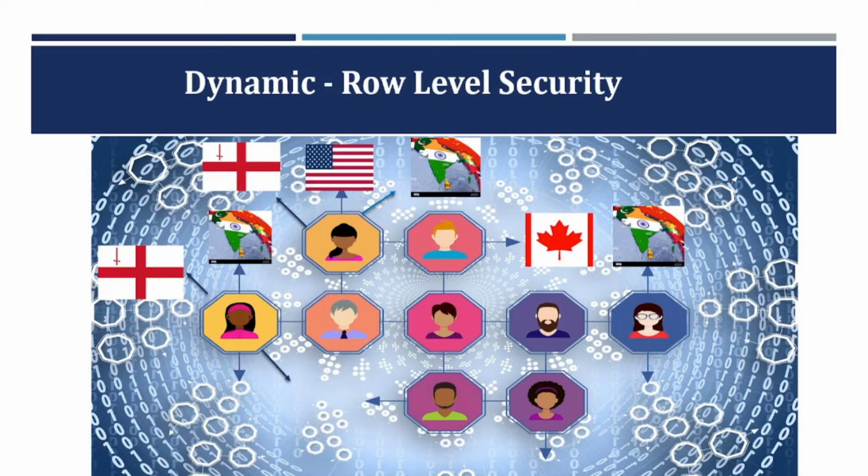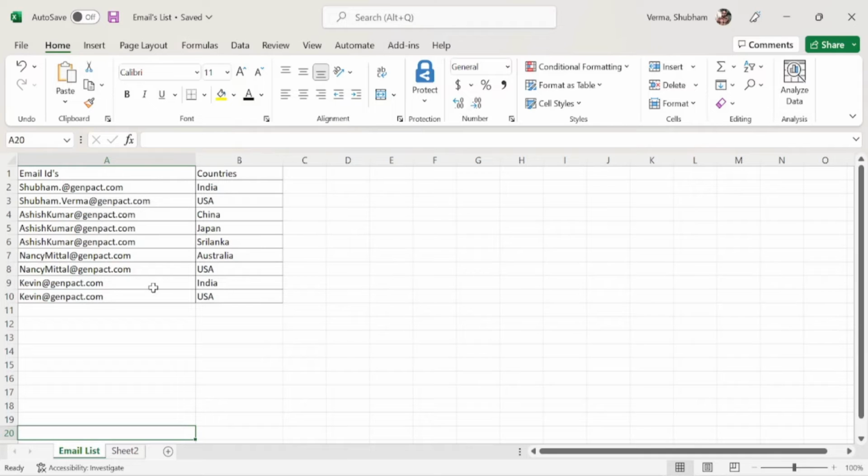Now let's go to Power BI Desktop and apply dynamic RLS. But before that, let me show you one more Excel table. Here under this table, I have taken only two columns, emails and countries. And here is the list of users which we have in our organization.